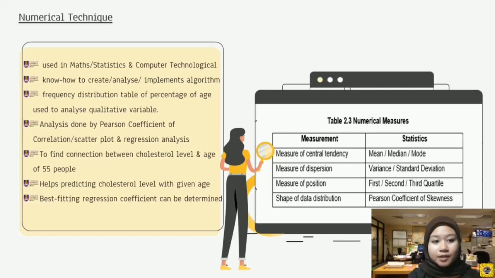While measures of position are usually used for quantitative data that falls on a numerical scale, this includes the first, second, and third quartile. Lastly, shapes of distribution help us in identifying other numerical measures, such as which measure of central tendency is appropriate to use in analyzing the data. For example, if the data is normally distributed, then the measures of central tendency, which consist of mean, median, and mode, are all equal. Thus, all the measures of central tendency are appropriate. This is determined by the Pearson coefficient of skewness.